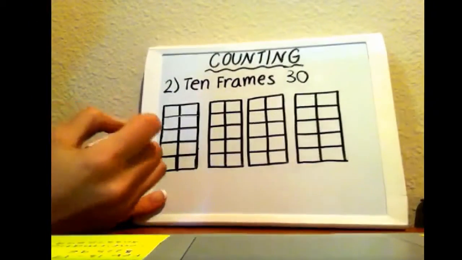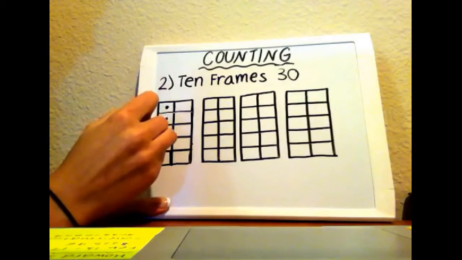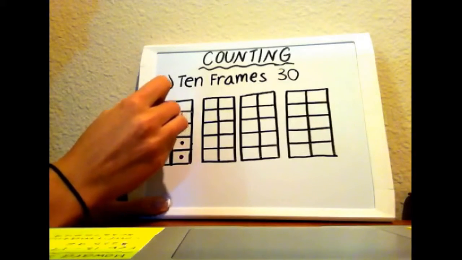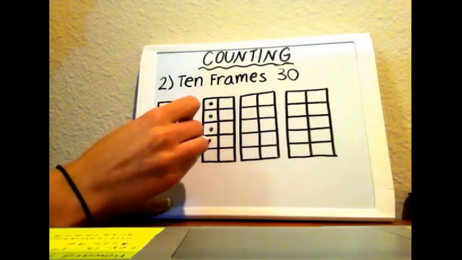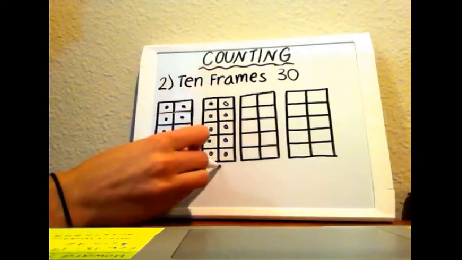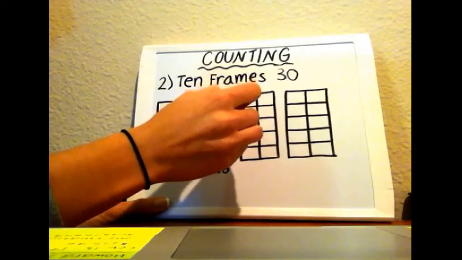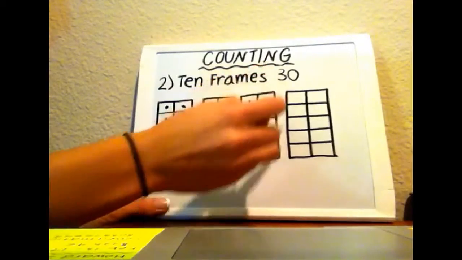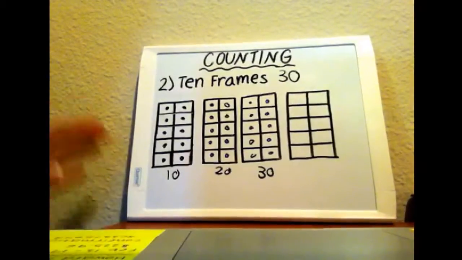So to do that, we would go to each 10 frame and we'll mark each box. You can put a dot, you can put an X, I'll put a dot. And we count to 30. So right there in that box we filled out 10. Right there we filled out 20 because we just did 10, 20. And right there we filled out 30. So it's quite simple using 10 frames, showing students how to count by tens.